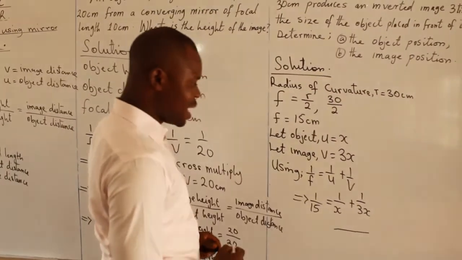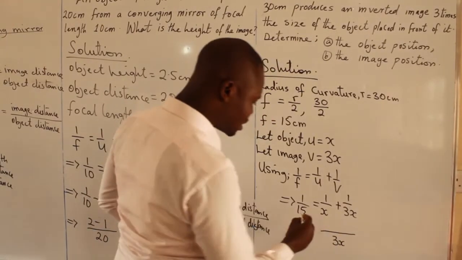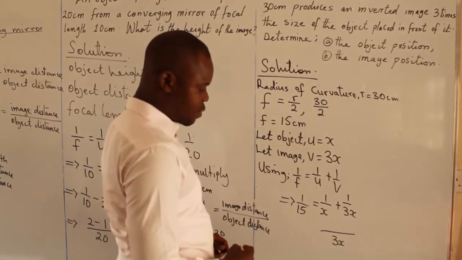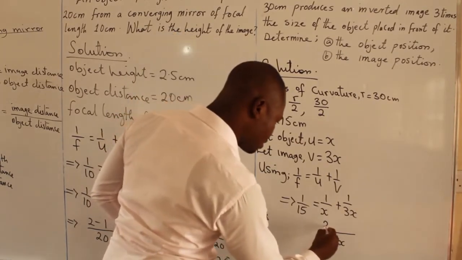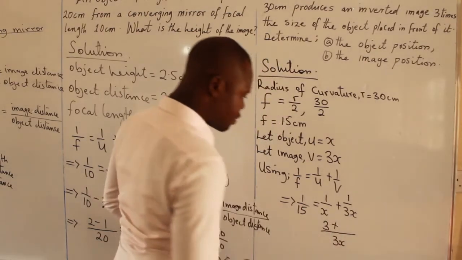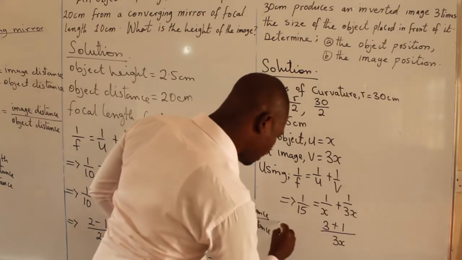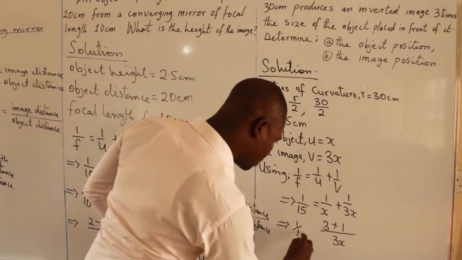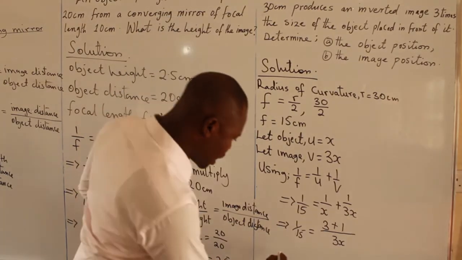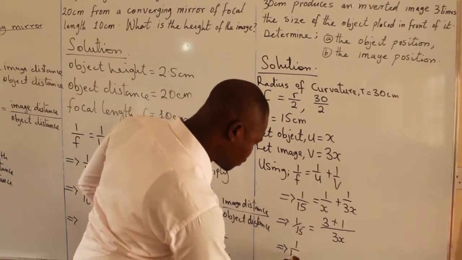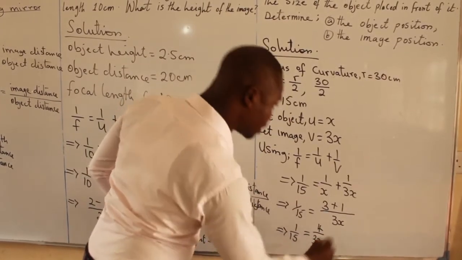The LCM of x and 3x is 3x. So x in 3x is 3, 3 times 1 is 3. Plus 3x in 3x is 1, 1 times 1 is 1. Then we have our 1 over 15 here. 1 over 15 equals 3 plus 1 over 3x. So we have 1 over 15 equals 4 over 3x.